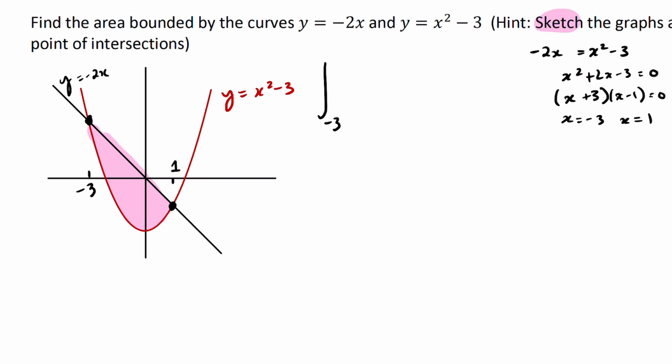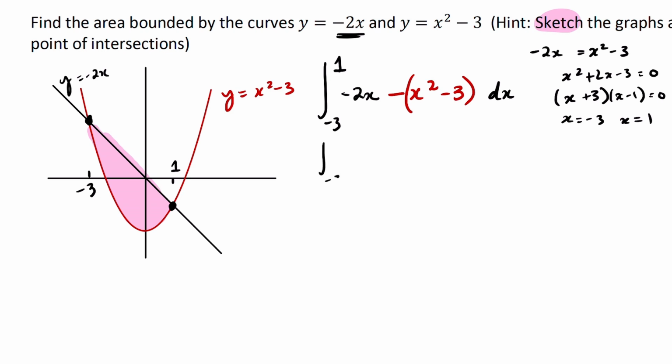So negative 3 to 1. The top curve, it's very important that you recognize which one's the top curve. So that's negative 2x. And what we're going to do is subtract the bottom curve, which in this case is the red curve, x squared. And you need to make sure you put in brackets, or if you don't put in brackets, that's fine, but you have to remember to expand the negative to every term.